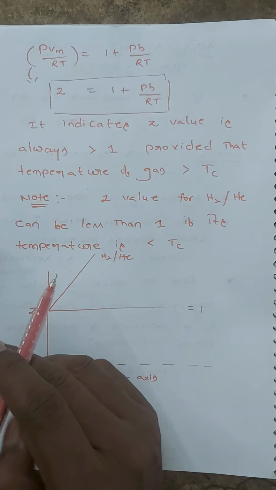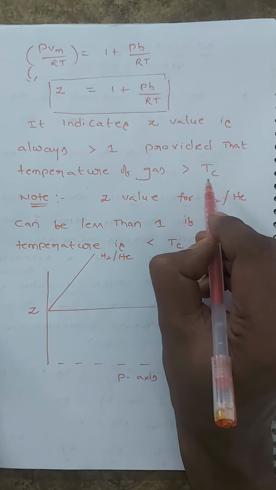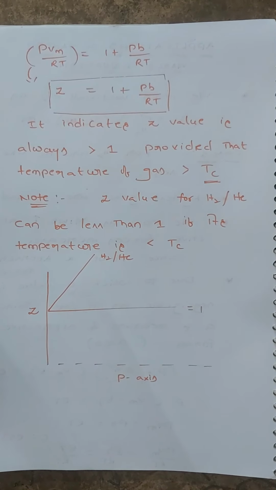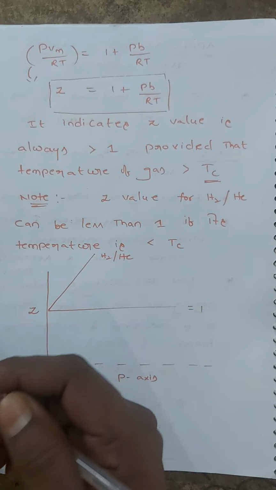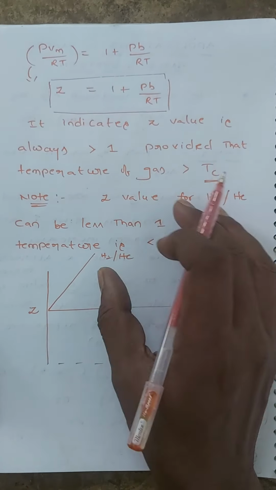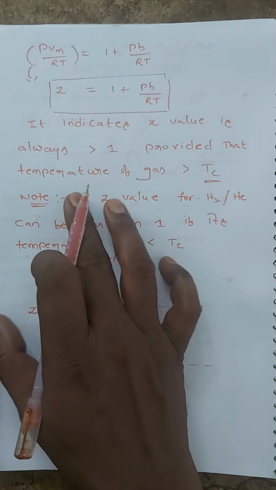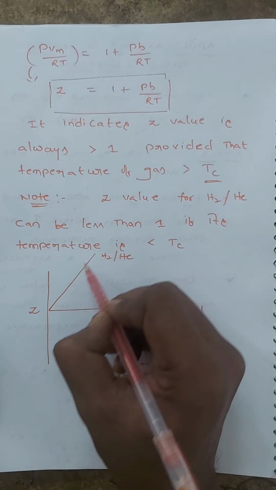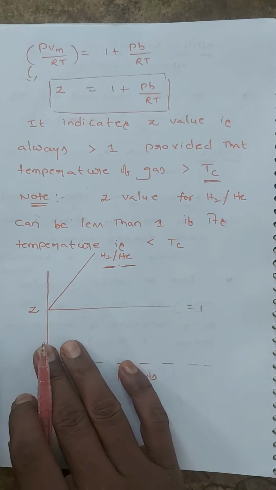But here there is one condition. The temperature of those two gases should be greater than the critical temperature. Then only is the Z value always greater than 1. If the temperature of those two gases is less than the critical temperature, there is a chance of having a Z value even less than 1. That's why I have mentioned it under the note. Now the graph related to this particular case is like this. It indicates that the Z value keeps on increasing for hydrogen and helium like gases. This is about case 1.